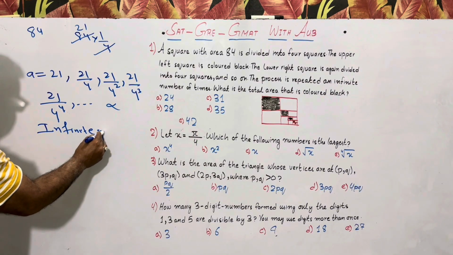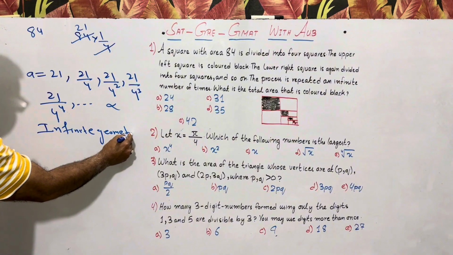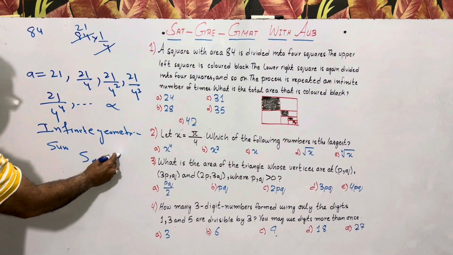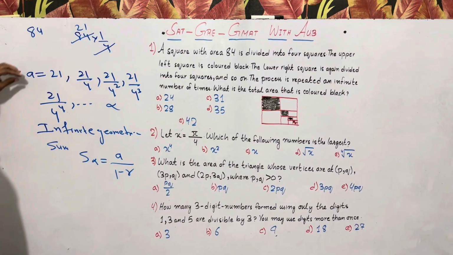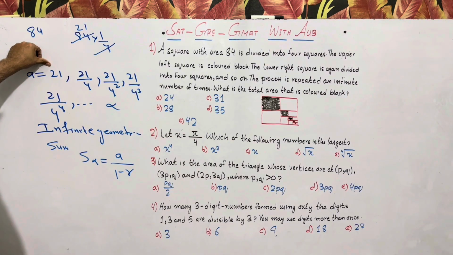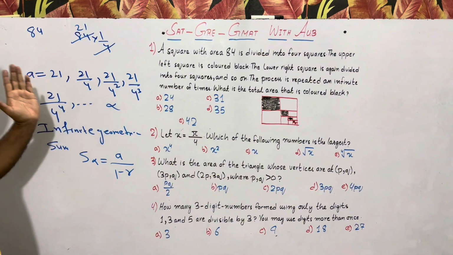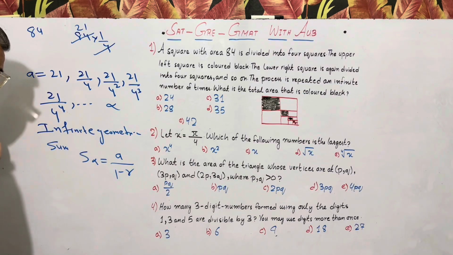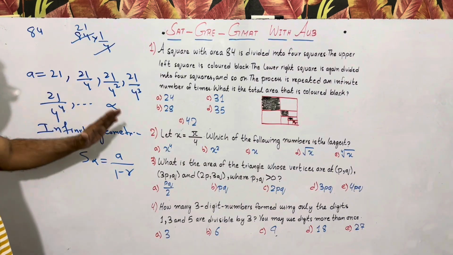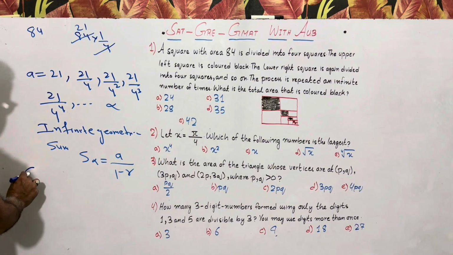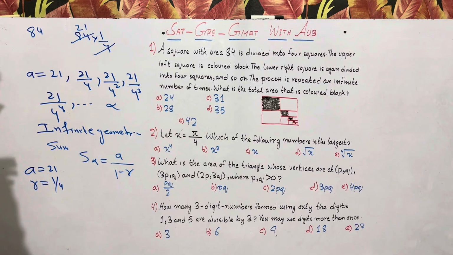Infinite geometric sum is given by a over 1 minus r. A is the first term. Common ratio: we obtain each consecutive term by multiplying by 1 over 4, that is dividing by 4. So our first term is 21, and our common ratio is 1/4.